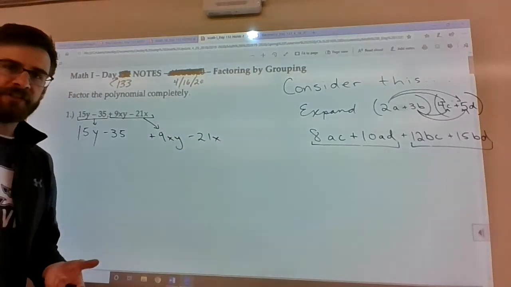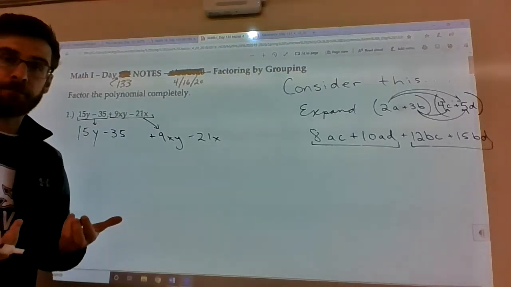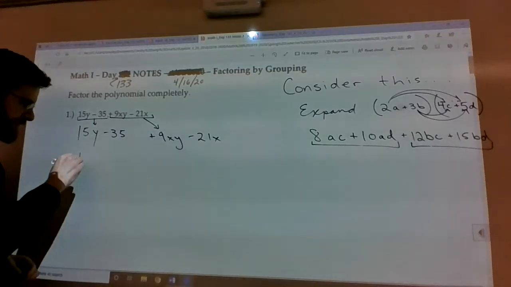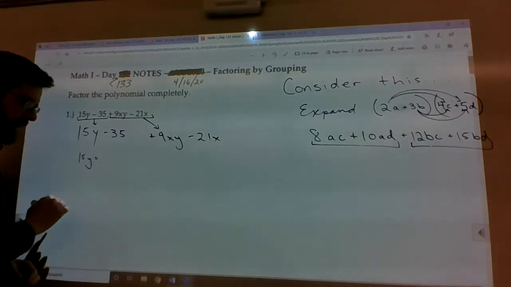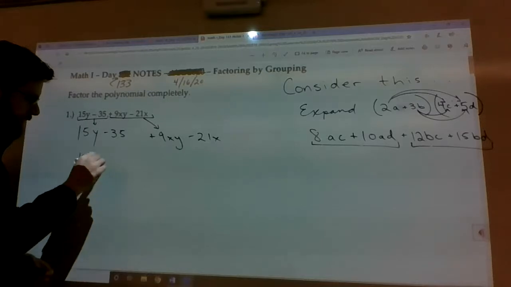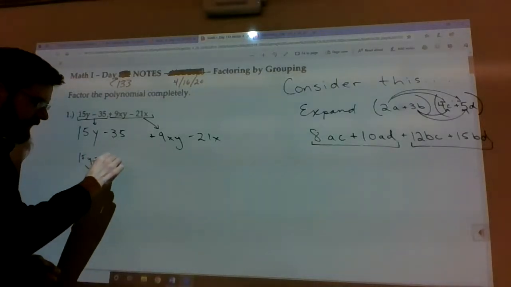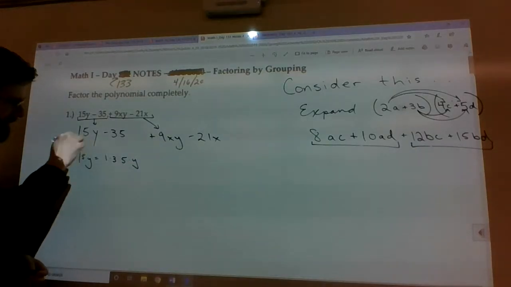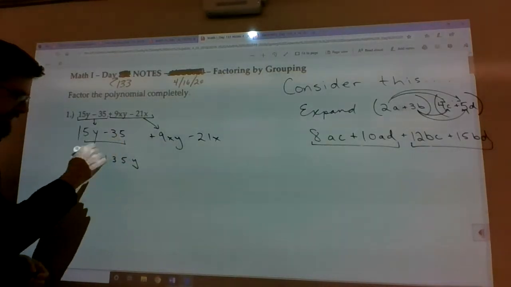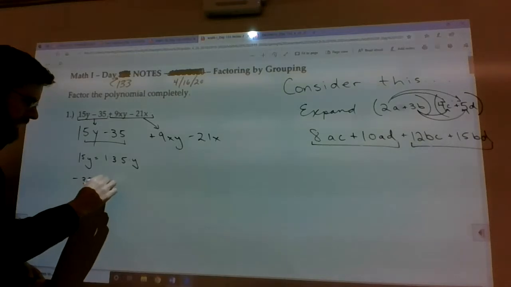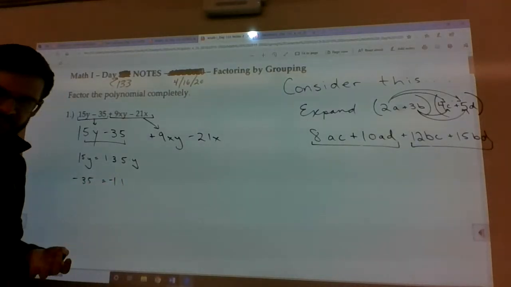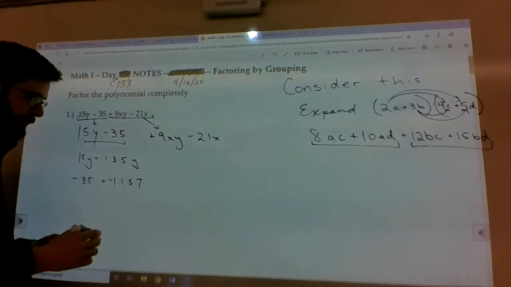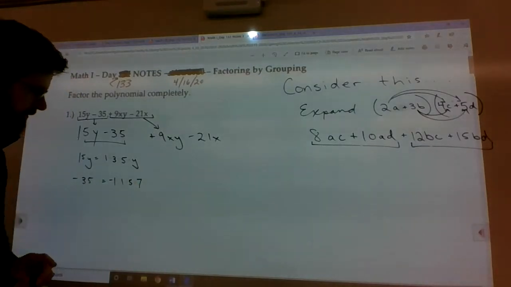If you want to, you can think about this in terms of the greatest common factor using prime factorization. So 15y, if we broke that down, it's just 3 times 5. So that would be 1 times 3 times 5 times y. And then negative 35 would be a negative 1 times 35. 35 is 7 times 5, so it's just going to be 5 times 7 and nothing more. They share a 5.